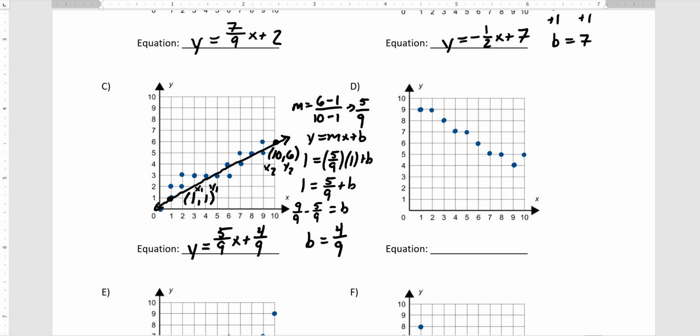All right. With that being said, letter C done. Why don't you try letter D on your own? Go ahead and give that a shot, and we'll see how we do. All right, letter D.